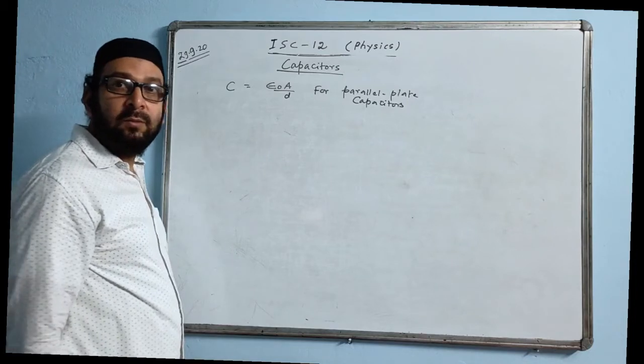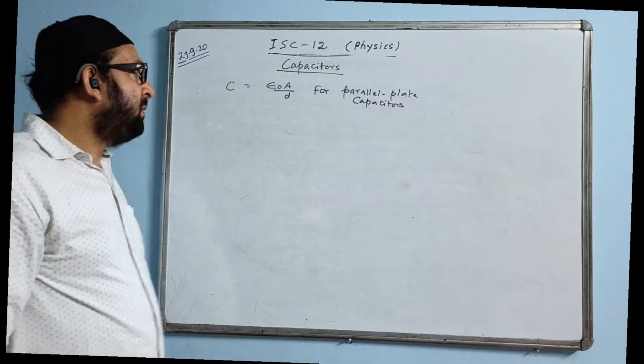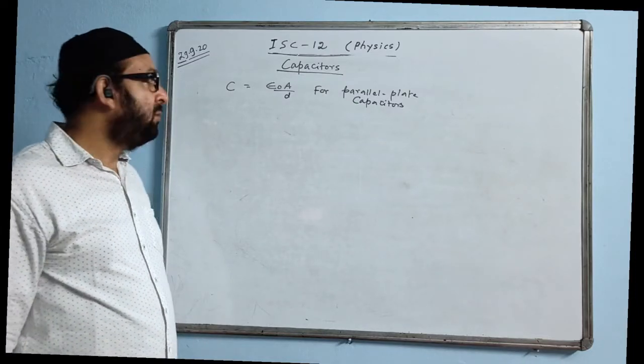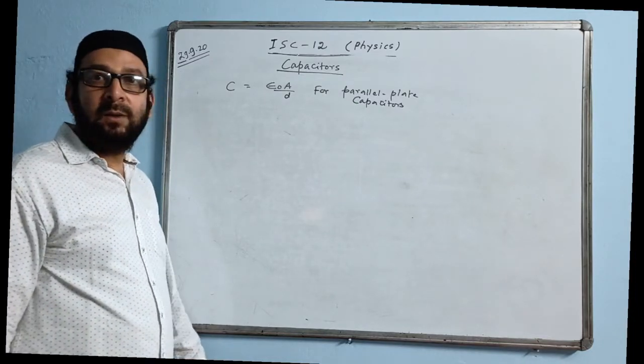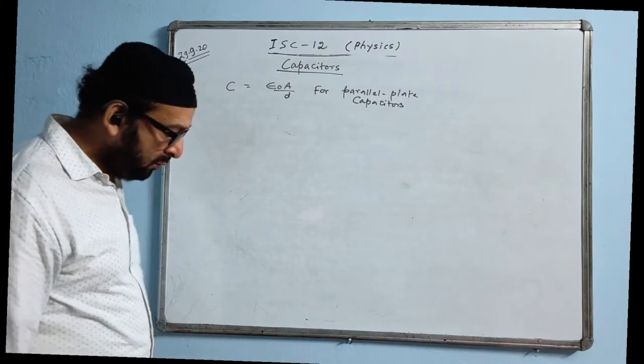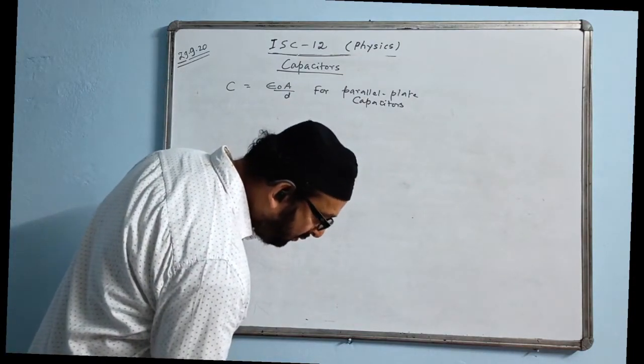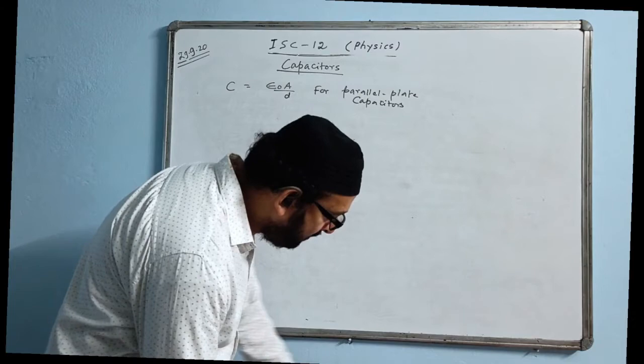The series formula is reciprocal: 1 by Cs is equal to 1 by C1 plus 1 by C2 plus 1 by C3 and so on. And the formula of parallel is simple addition: Cp is equal to C1 plus C2 plus C3 and so on. Okay. So on the basis of these formulas, we are going to do some problems.